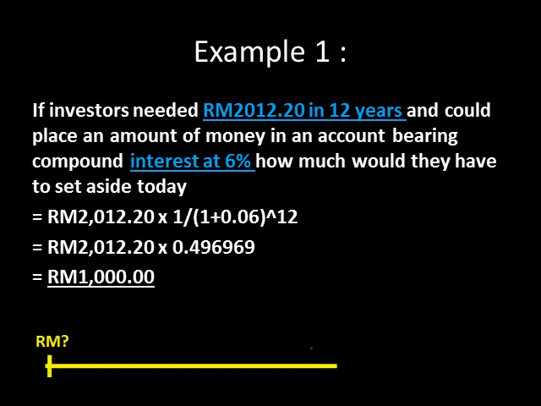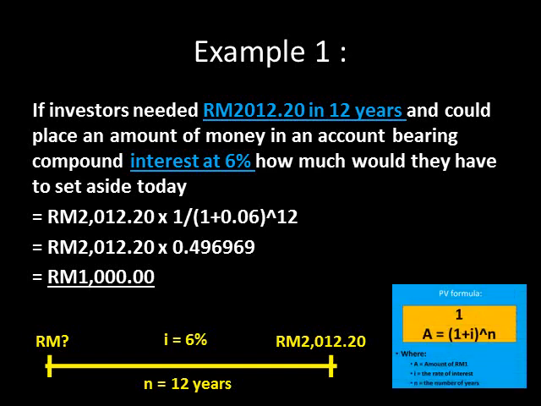So this is the situation. How much do you need to keep today in order to get 2,012 ringgit 20 sen? This is in the form of a timeline, with an interest of 6% and a period of 12 years. This is the formula, 1 over A, and that's the result.